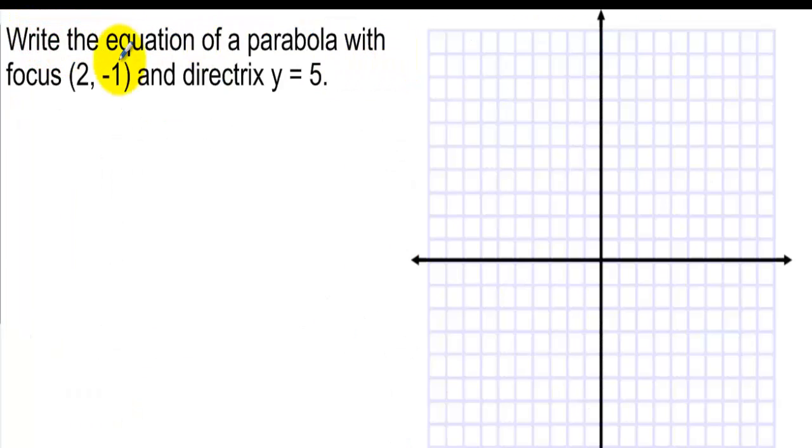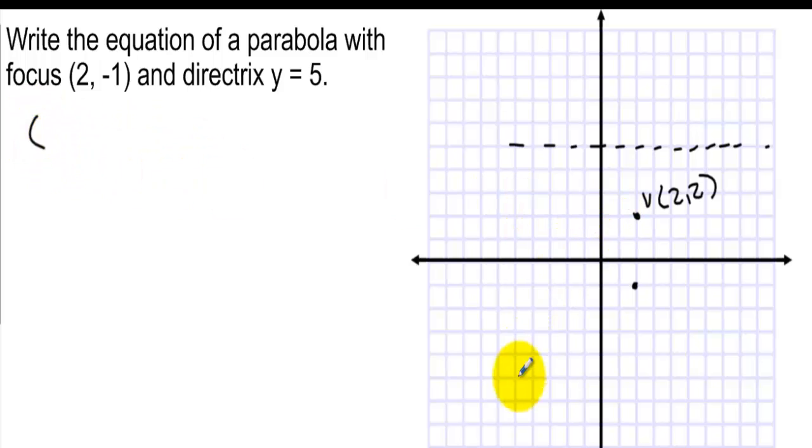Write the equation of a parabola with focus (2, -1) and directrix of y = 5. So we have a focus of (2, -1): 1, 2, negative 1. And y = 5 is the directrix: 1, 2, 3, 4, 5. That's up here. So there's the directrix. The vertex will be halfway in between these two. We have 1, 2, 3, 4, 5, 6. So 1, 2, 3. The vertex is (2, 2).